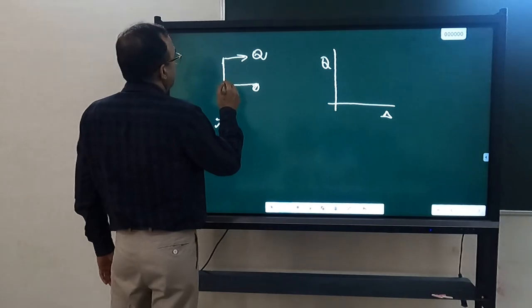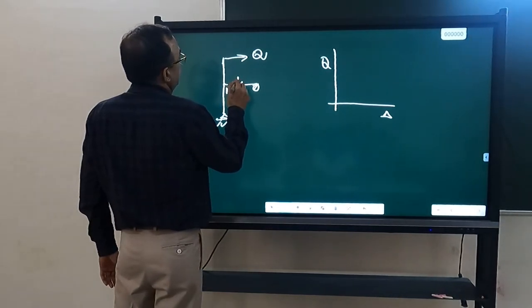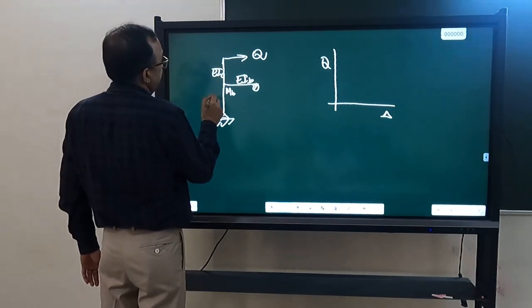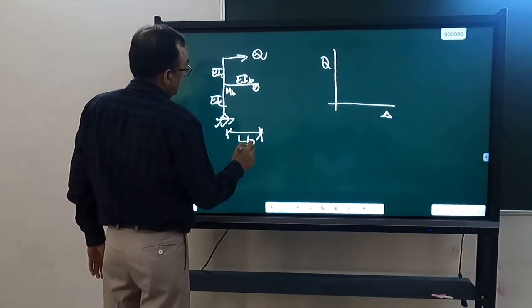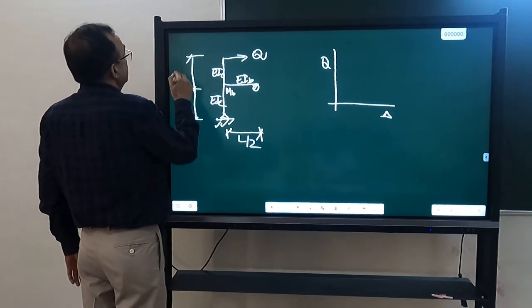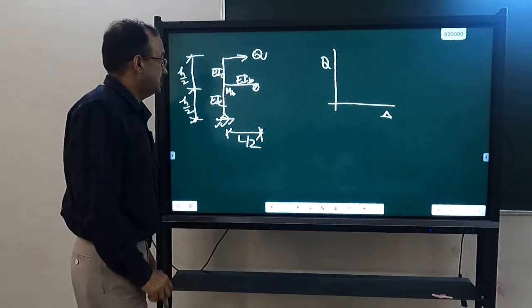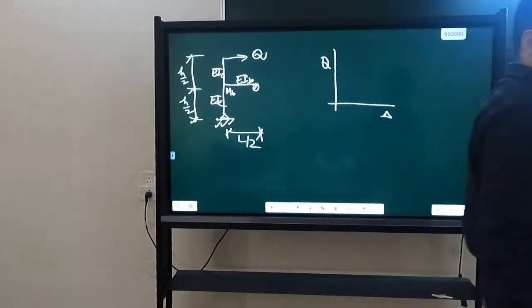Let us say the beam is yielding first and this capacity is MB. This is EIB, EIC, EIC. This is L by 2, and this is H by 2 and H by 2. Okay. This is Q. Can you plot Q versus delta?